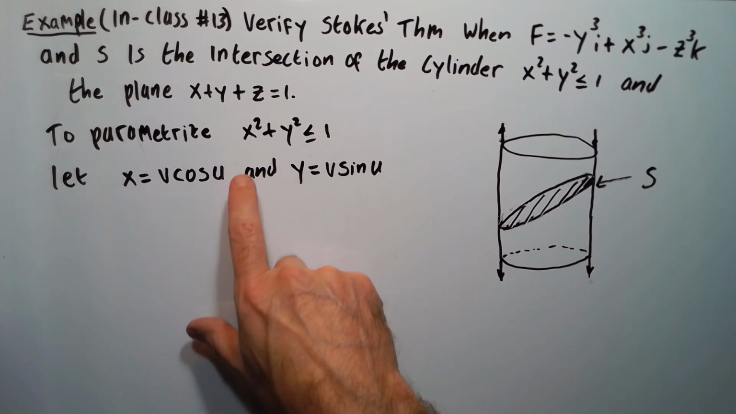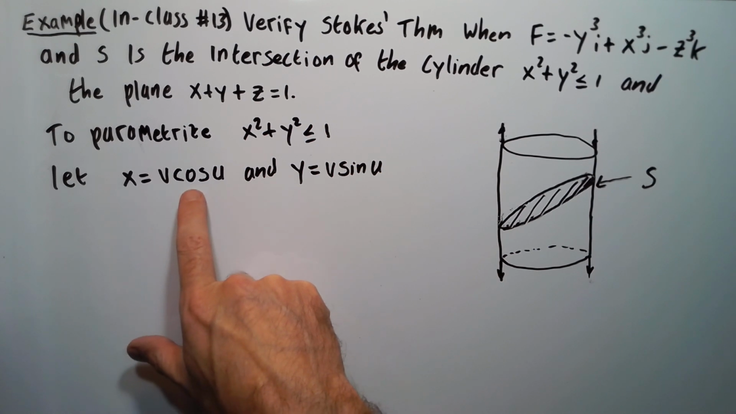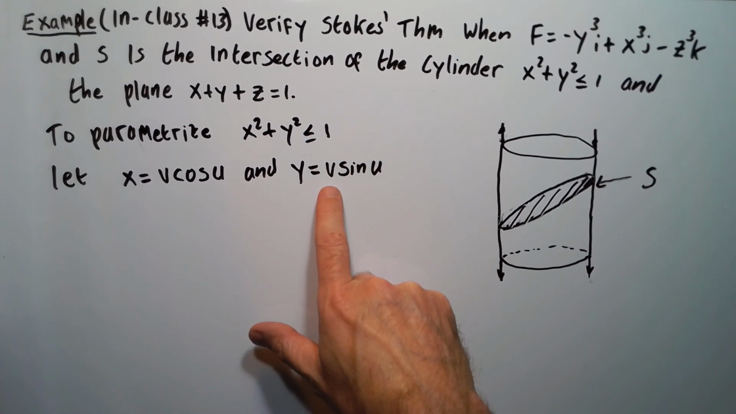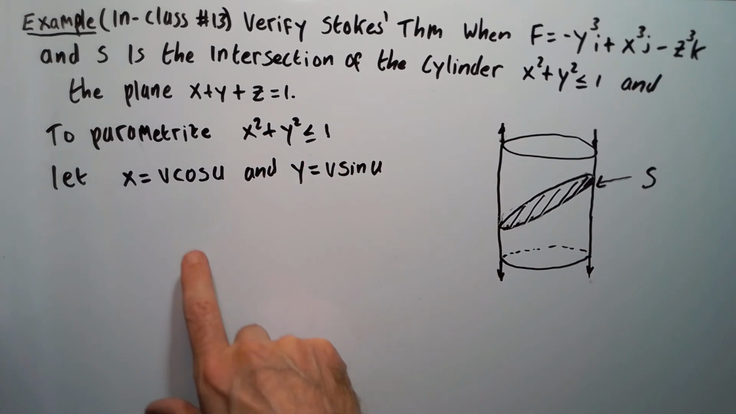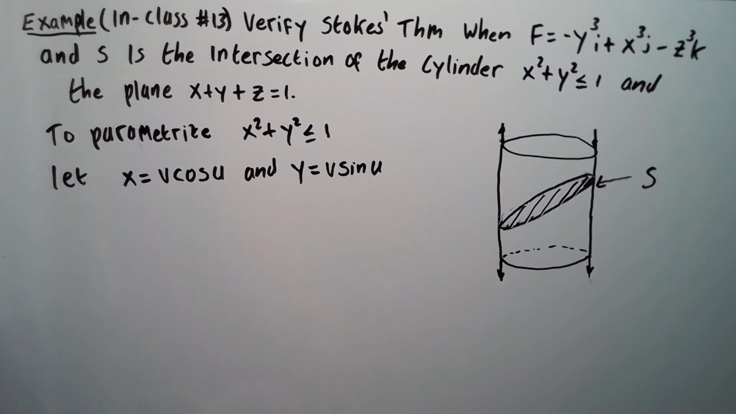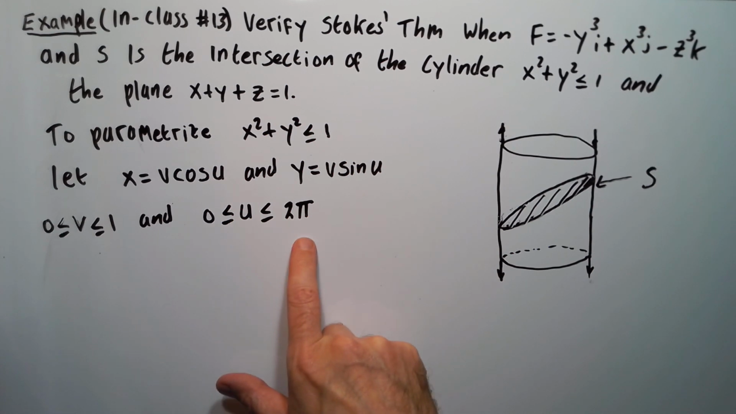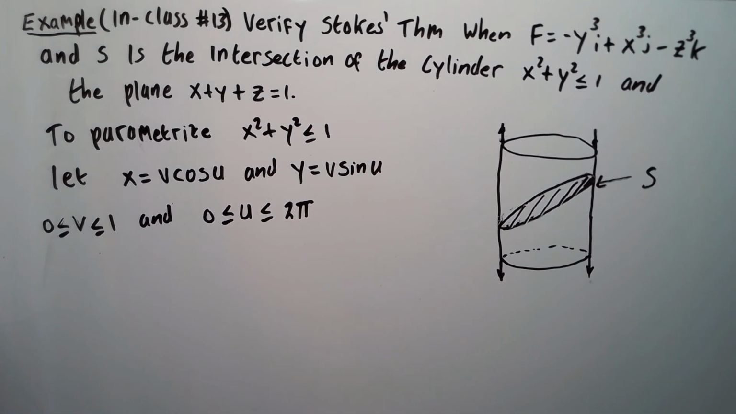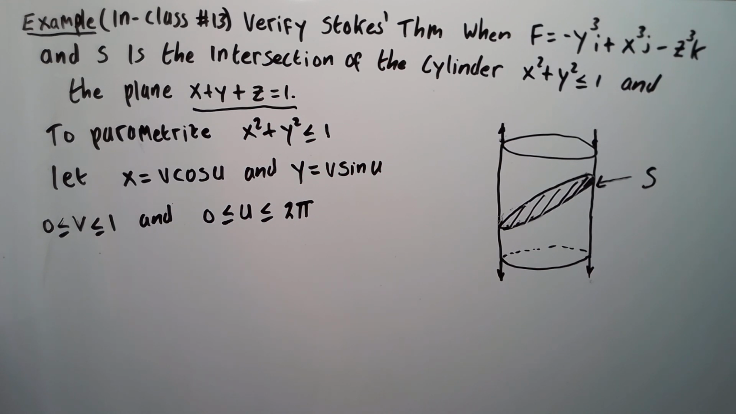Let's first parametrize our x squared plus y squared less than or equal to 1. To do that, you can let x be v cosine u and y be v sine u. Since it's less than or equal to 1, v is going to range between 0 and 1, and the u value will be from 0 to 2 pi. But now we haven't found a z value yet, but notice up here in the plane, we can solve that for z.